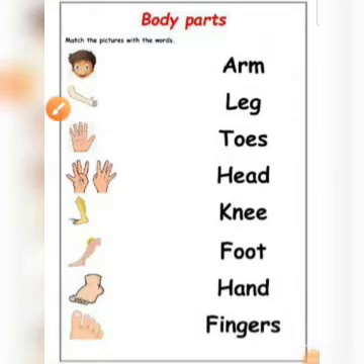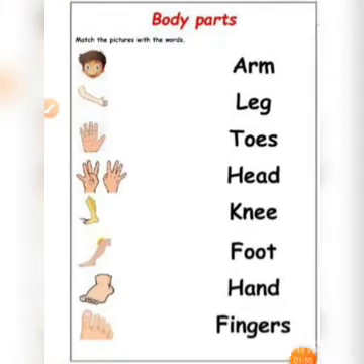So these are all shuffled. We need to match the correct part with their names. Okay. So see here, first one is this. So what is this? Is this arm? No. Is this a leg? Is this a toe? Is this a head? Right, it is a head.